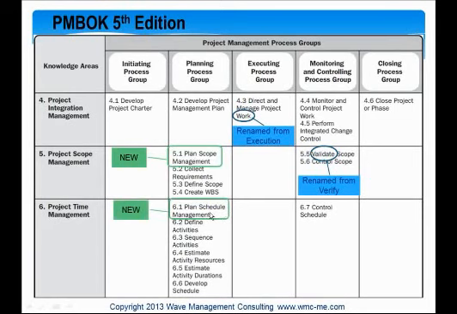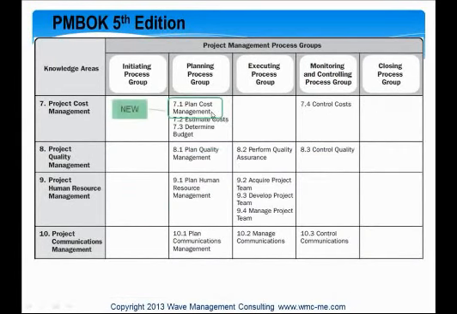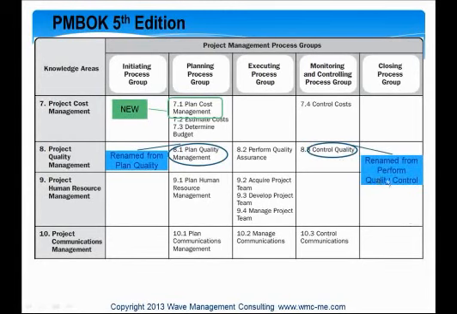They introduced the new process in the project time management called Plan Schedule Management. They introduced the Plan Cost Management new process. They renamed this from Plan Quality to Plan Quality Management, simply to be consistent with the new processes they introduced for the planning. And they renamed Perform Quality Control to Quality Control. They also renamed Develop Human Resource Plan to Plan Human Resource Management, again to be consistent.